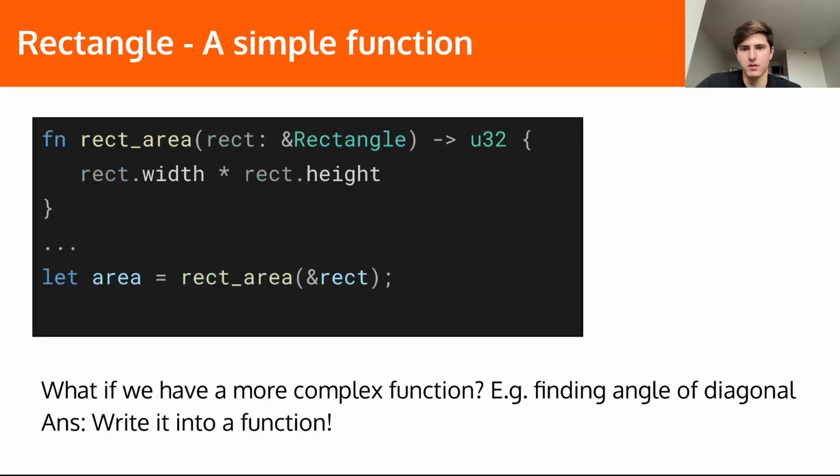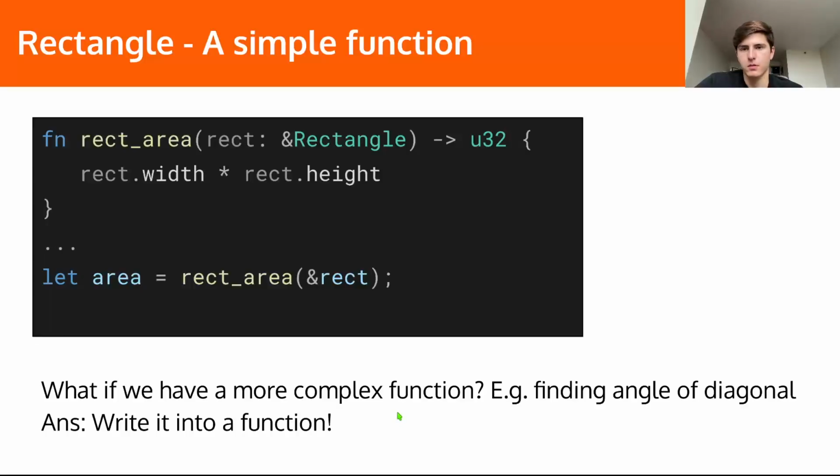So here we'll show an example of a function. We have a rectangle area that takes in a reference to a rectangle, and returns the unsigned 32-bit integer which represents the area. So the width times the height, which are both U32s. So here we have the syntax described to call this function. We have the rectangle area, we have a rectangle, and we borrow it.